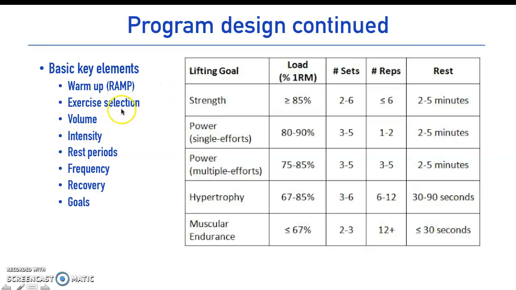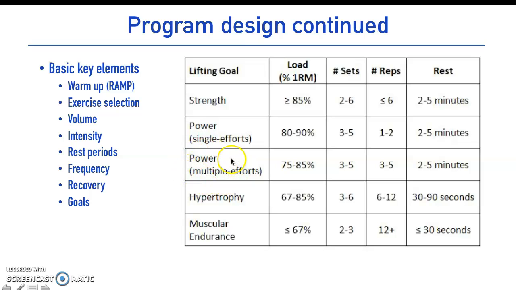Your exercise selection, the volume, the intensity, your rest periods, frequency, recovery, and very importantly, your goals. Okay, so here, based on what your program needs, if you're doing power with a combination of strength, ideally you don't want to be doing more than 3 to 5 sets, and 3 to 5 repetitions. Okay, so normally that will be first on our exercise prescription.